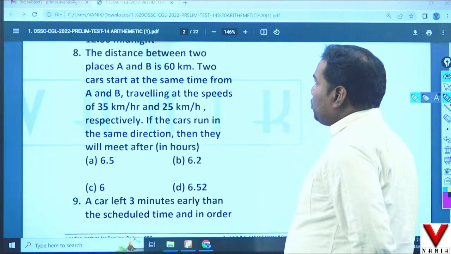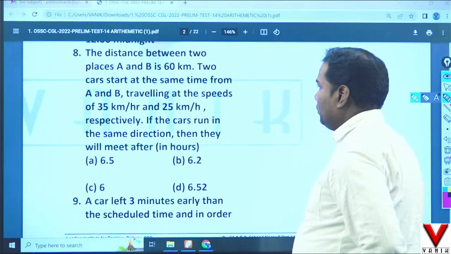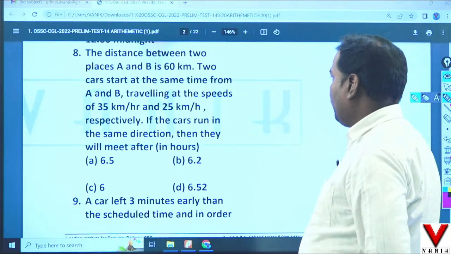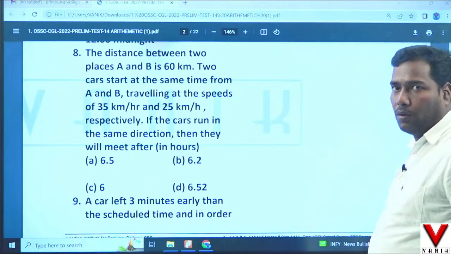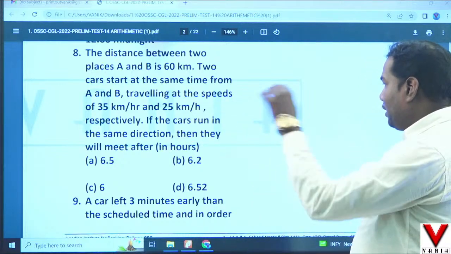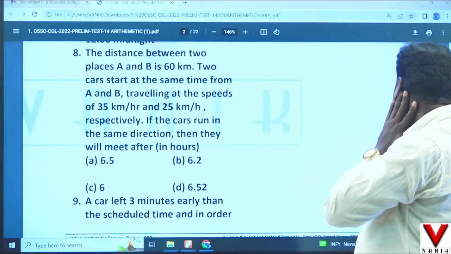The distance between two places A and B is 60 km. Two cars start at the same time from A and B, traveling at the speeds of 35 km per hour and 25 km per hour respectively. If the cars run in the same direction, then they will meet after how many hours?